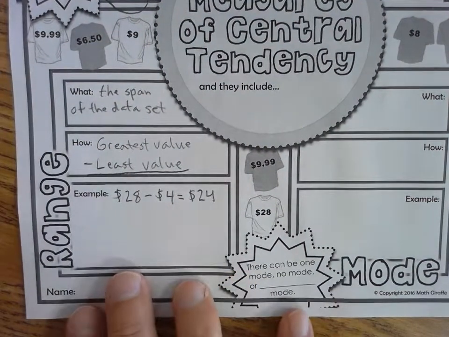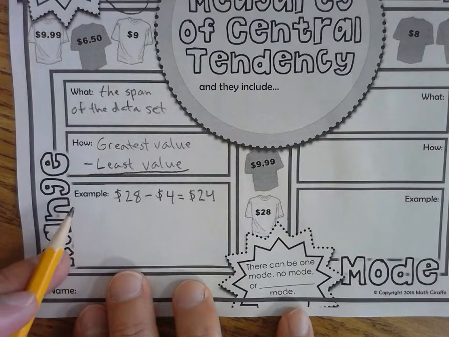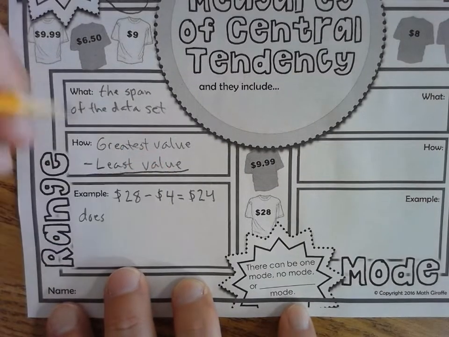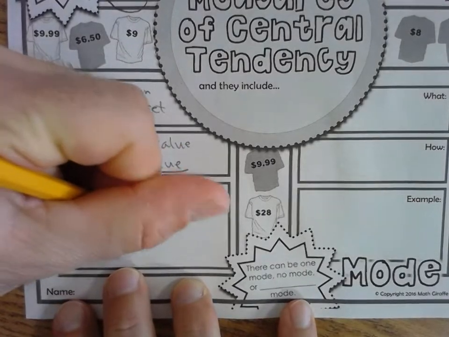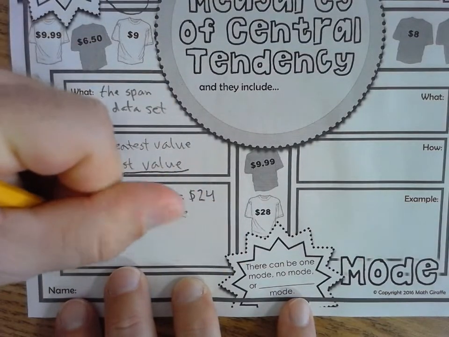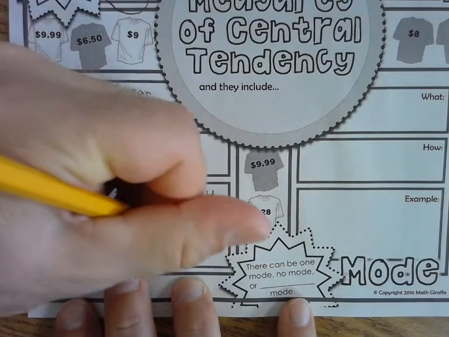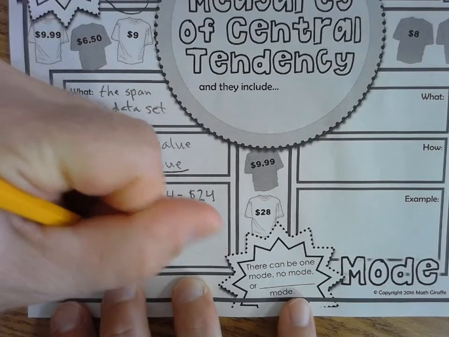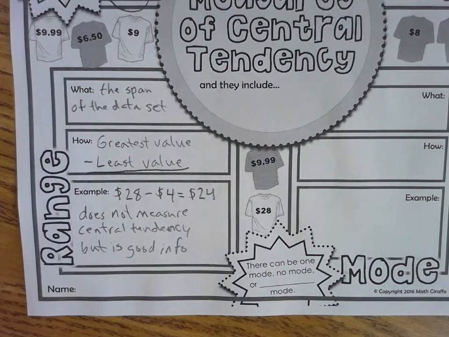Okay? Now, since range is not really a measure of central tendency, it does not measure central tendency, but it is good information to have, just to give us an idea of the data.